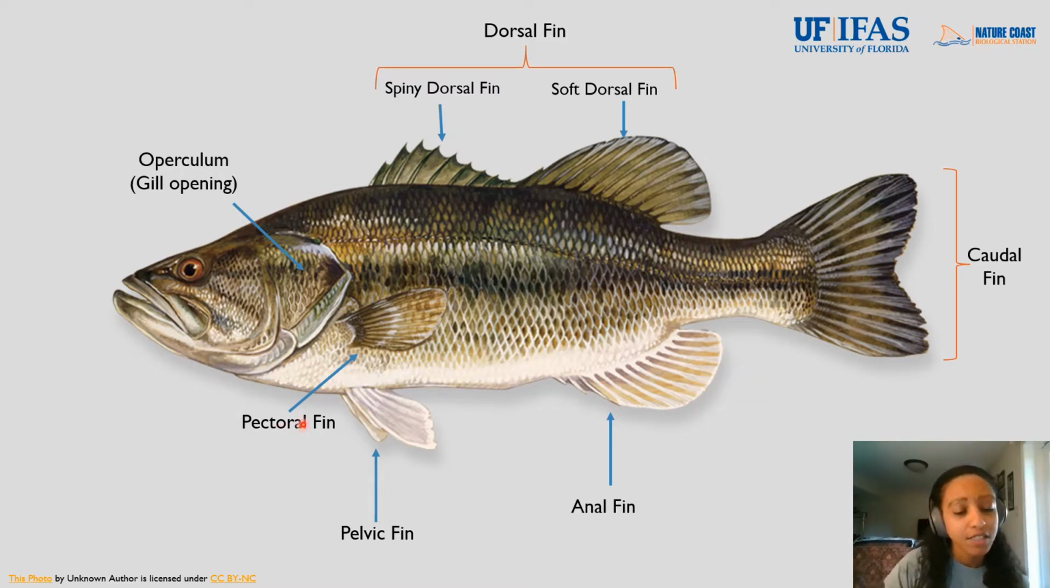Something else interesting is a lot of fish have an operculum, which covers their gills. So gills is a structure that helps them breathe and take up oxygen. And as water passes over their gills, they can kind of hold on to the oxygen in the water molecules. But a lot of bony fish have an operculum that covers the structure.